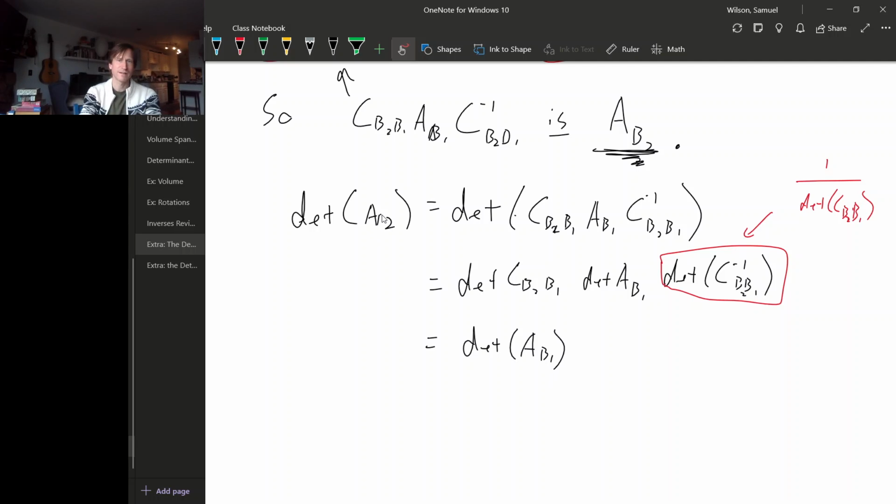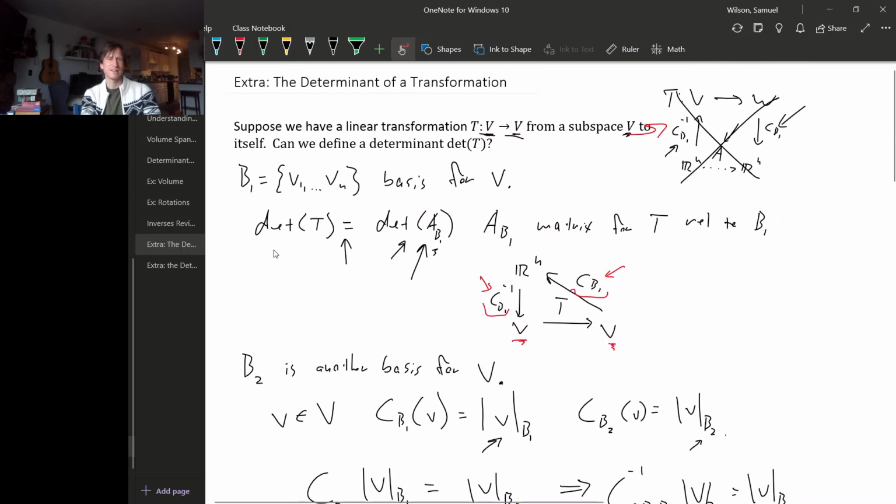Okay, so what this is saying, zoom out, big picture here, is that the determinant of a matrix relative to a basis is the same no matter which basis you choose. And so we can make this definition that the determinant of a linear transformation is just the determinant of its matrix relative to any basis, because no matter which basis you choose, this determinant will always come out to be the same. So this definition makes sense, and if we have a linear transformation from one subspace to another, there is such a thing as the determinant of that linear transformation.